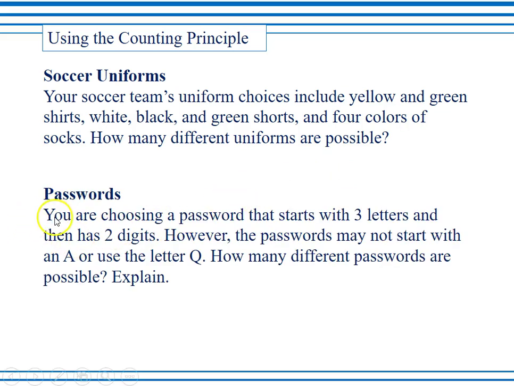And the next one, you are choosing a password that starts with 3 letters and then has 2 digits. Well, this sounds familiar. However, the passwords may not start with an A. So A cannot be the first letter. And they don't use the letter Q. So none of the 3 letters could be a Q. How many different passwords are possible? And then explain where you got the numbers that you used to multiply.